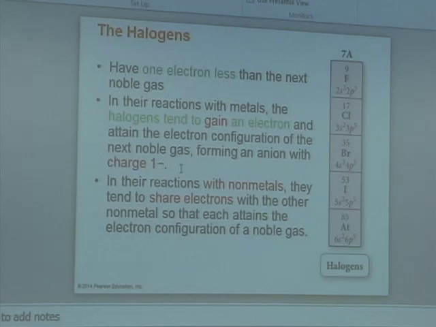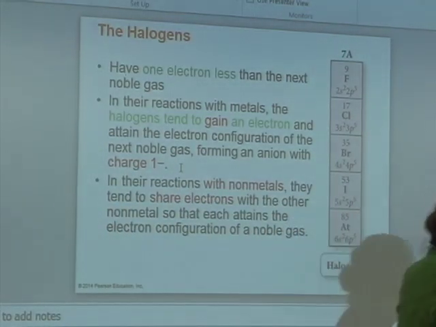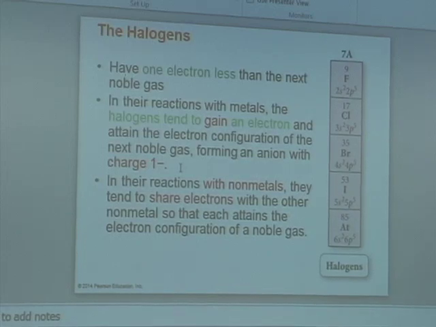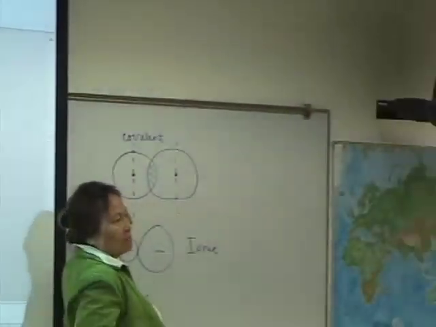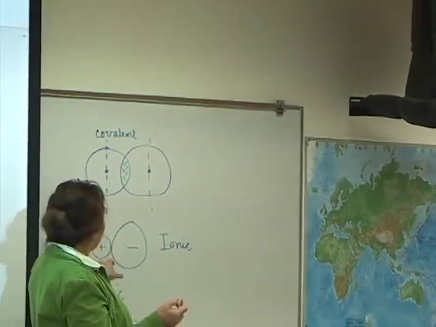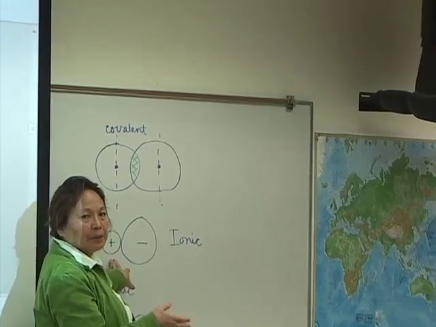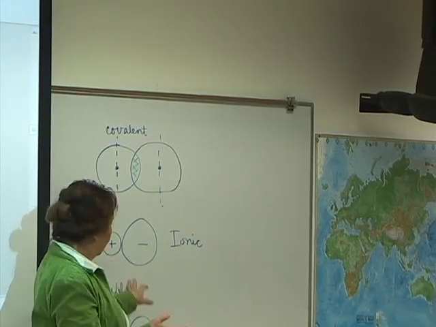and end up with a charge of -1. And so here's a rough sketch of an ionic compound as opposed to a covalent compound. This would be like hydrogen or oxygen gas, and this would be like sodium chloride or potassium chloride.